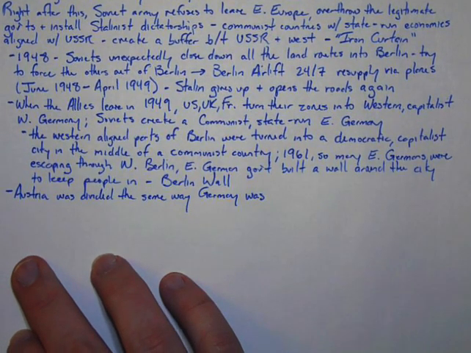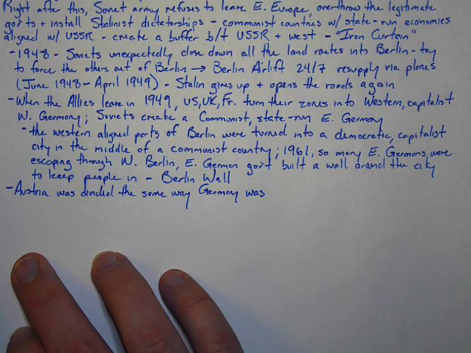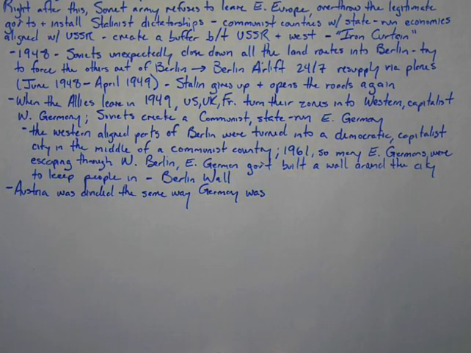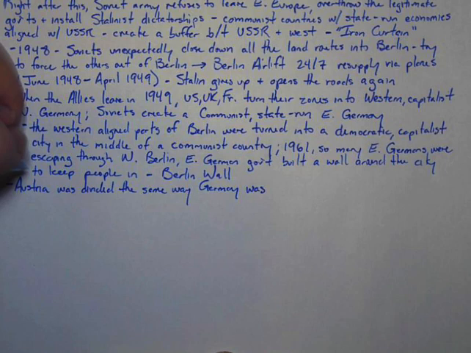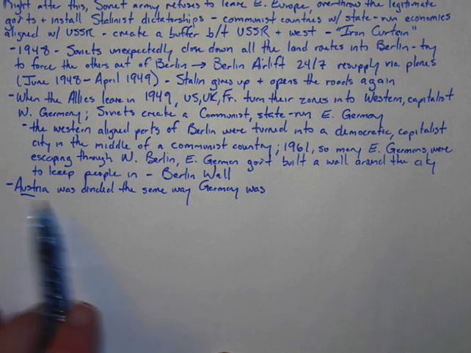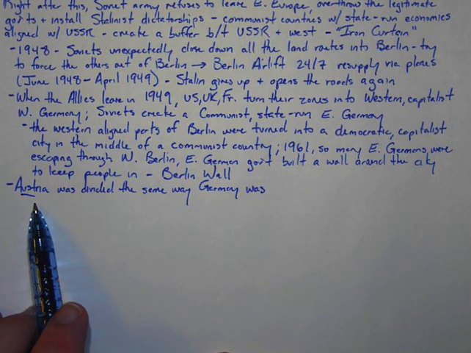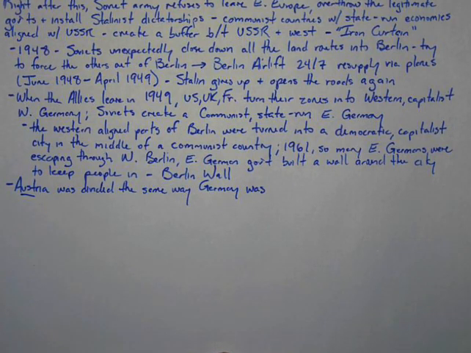But because Austria was annexed by Germany, the Soviets had a little bit more sympathy for the Austrians. They didn't have much sympathy for the Germans, but they did have some sympathy for the Austrians. They were another victim of the Germans. And Austria was divided in a similar way as Germany. So it was divided into 4 pieces, and Vienna, the capital of Austria, was also divided into 4 pieces.